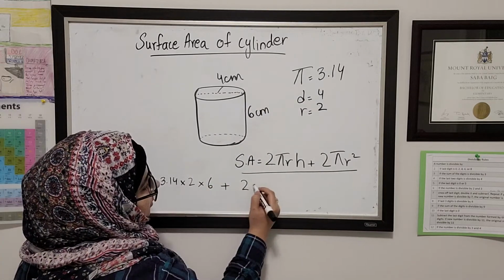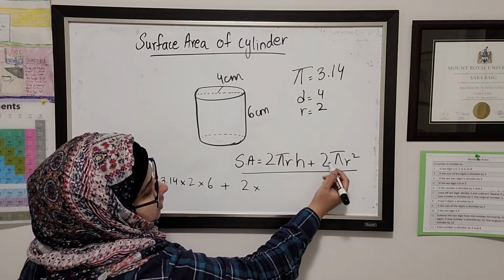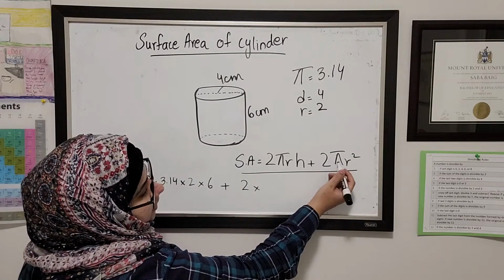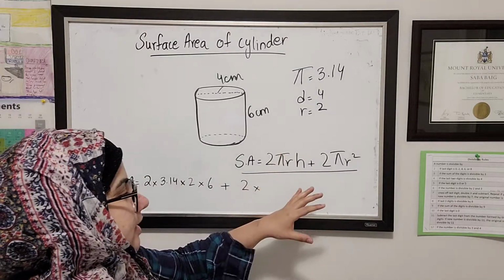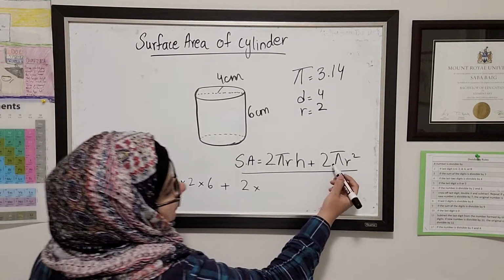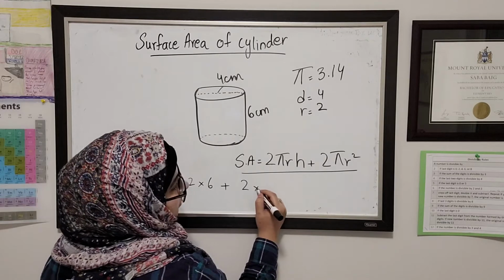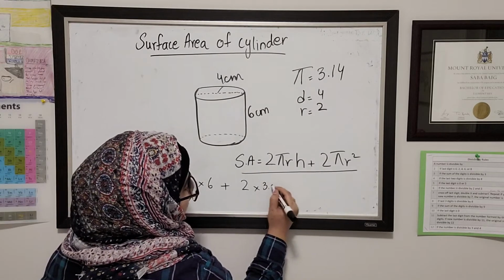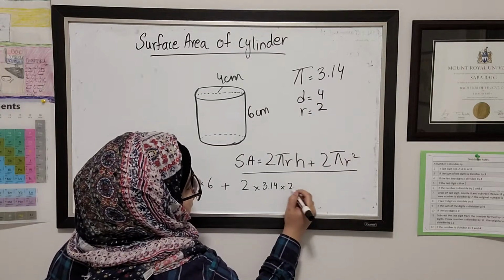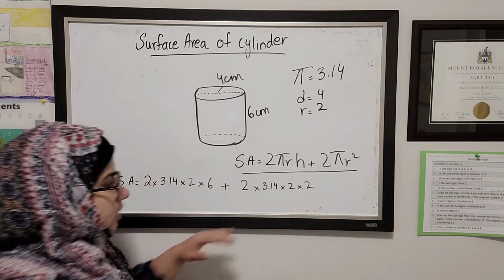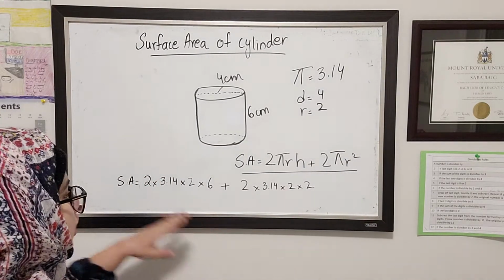2 times pi. When there is nothing in between a number and a variable, we multiply. Pi is not a variable because it has a constant value. So if nothing is mentioned, then we always do multiplication. So 3.14 times r squared, so 2 times 2. All right, now we have inserted our values.